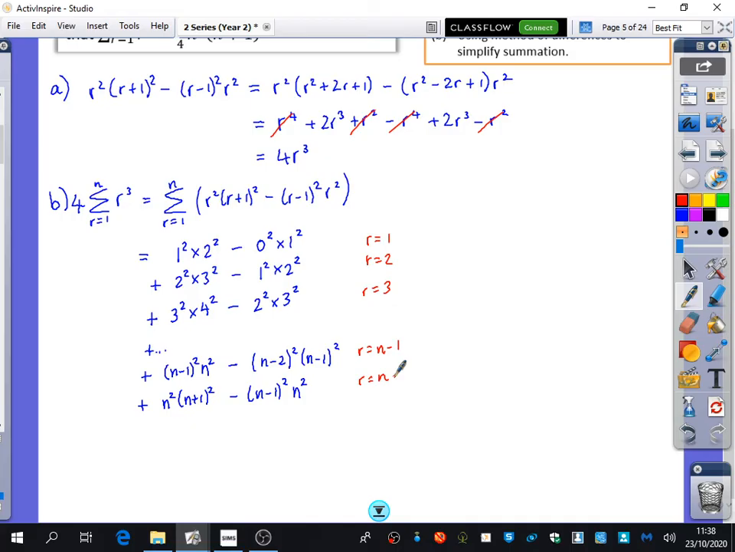How do they cancel this time? The first one goes with this one here. This one goes with this one here. This one would go with one down here. So always doing that pattern.